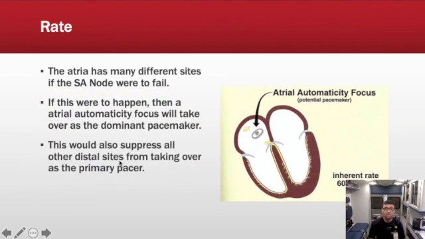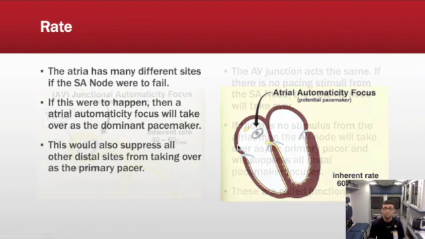The atria has many different sites if the SA node were to fail. So if your SA node fails, it's going to start creating a bunch of different sites. And if this were to happen, the atrial automaticity focus will take over as the dominant pacemaker. This would again suppress all those other sites, and this is at an inherent rate of 60 to 80 beats a minute.